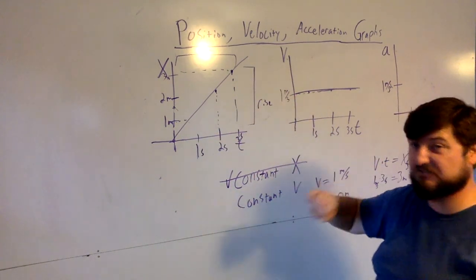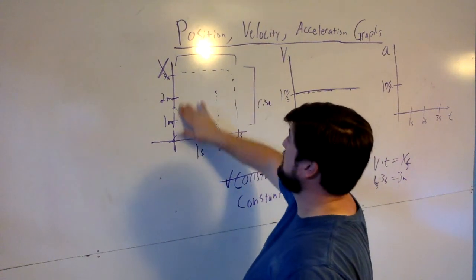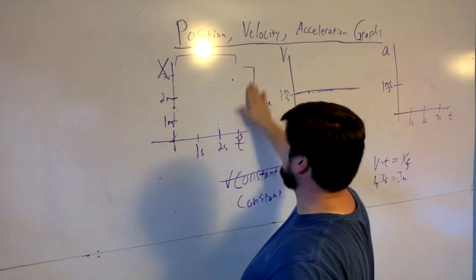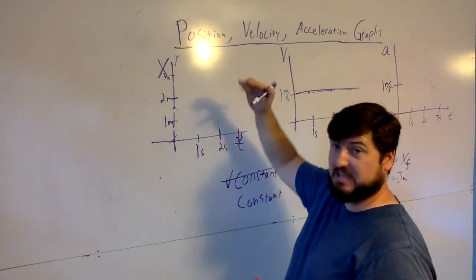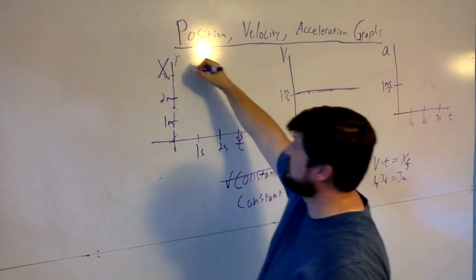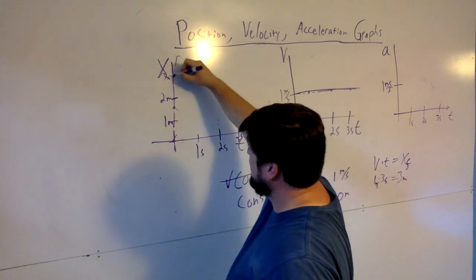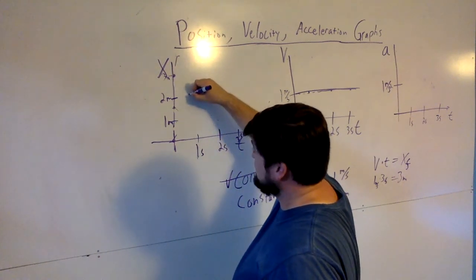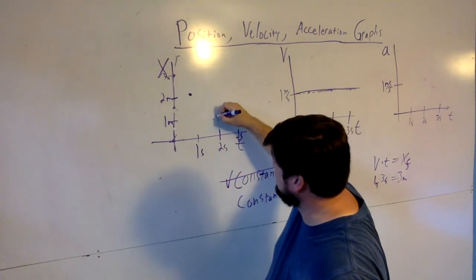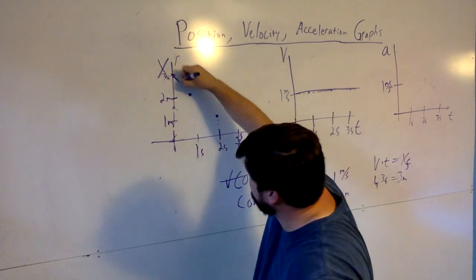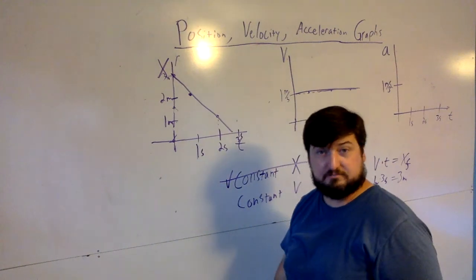If you had a negative 1 meter per second velocity, let's say you start at 3 meters and you're going negative 1 meter per second, you'd have the same type of slope, but in the opposite direction. If you started at 3 meters and after 1 second you're at 2 meters, you're going in the negative direction at 1 meter per second. You'd have the same slope but opposite direction, okay?